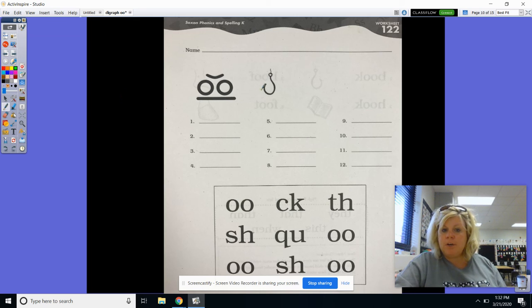Oh, what is this right here? Who remembers? This is called a hook. Okay, so when you see that picture card, that helps you to remember that sound.